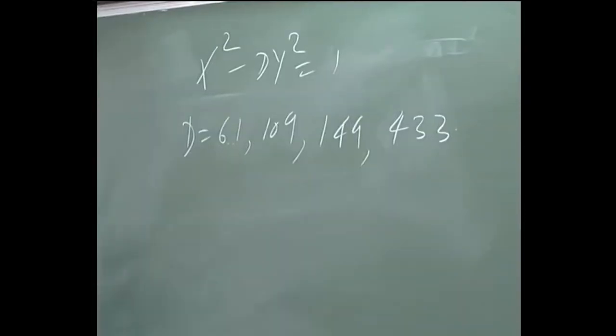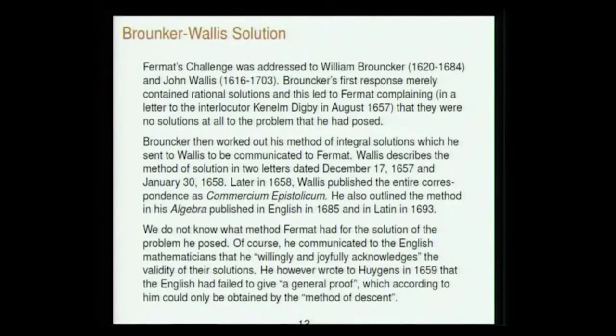So the solution was communicated by Brouncker and Wallis in letters, and then Wallis published all this in 1657 in Latin, and later on he wrote a famous book on algebra in 1685 where this solution was put in. That algebra came in Latin. It's one of the earliest science books in English, Wallis's Algebra, written in 1685.